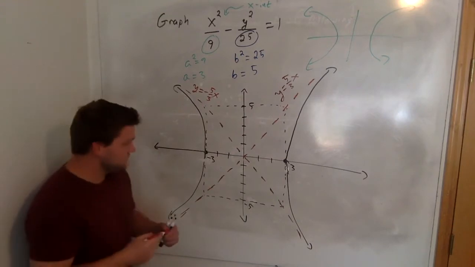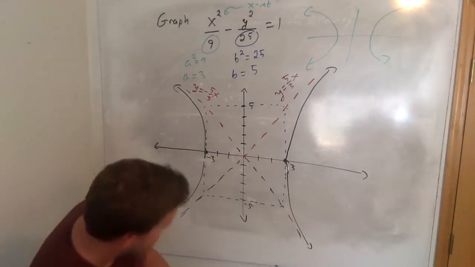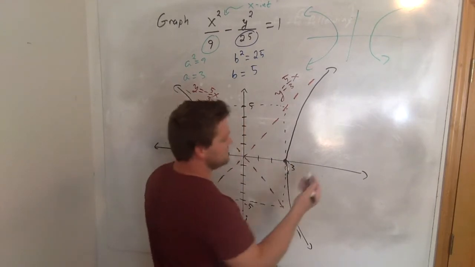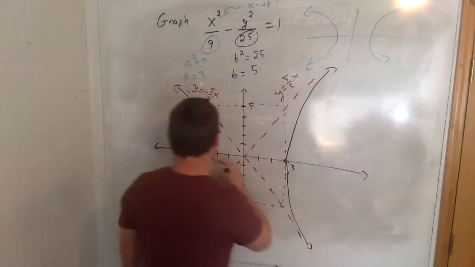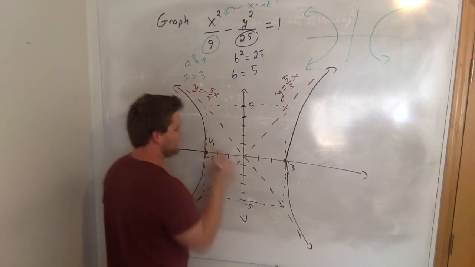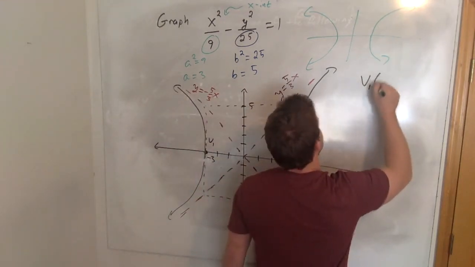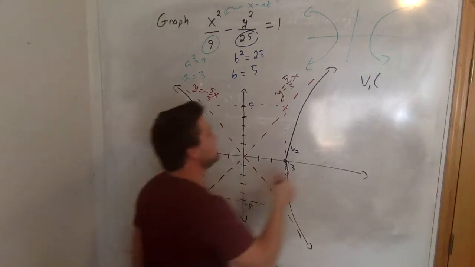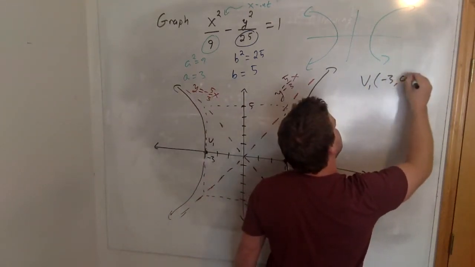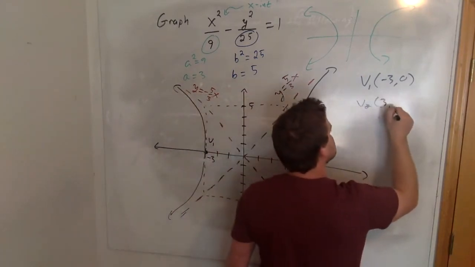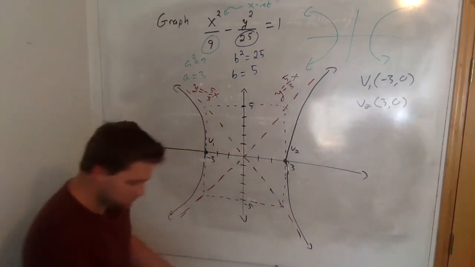We could also write down the coordinates of the vertices. We'll call this one vertex 1 and this one vertex 2. So vertex 1 has coordinates (-3, 0), and vertex 2 has coordinates (3, 0).